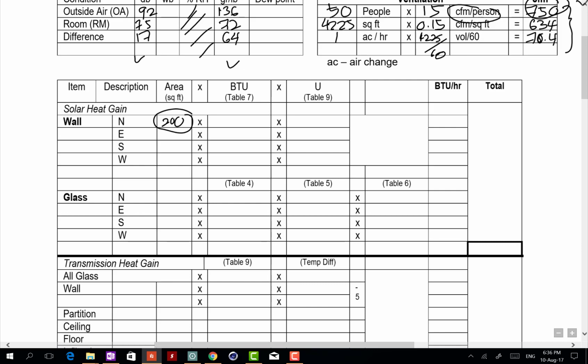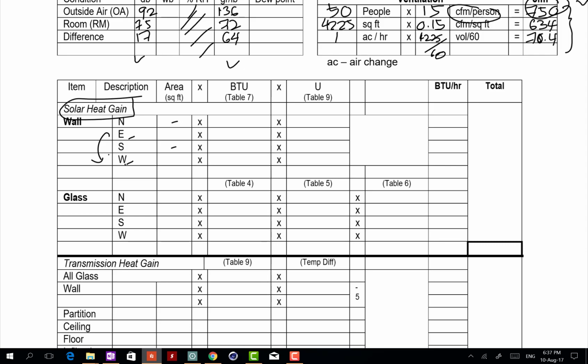However, for solar heat gain, what is meant by solar heat gain is the direction that is directly exposed to the sun, and we know that the sun rises from the east and sets at the west. So only these two directions are counted. So the north and also south directions are not counted. So I put a dash here, and this one also a dash. Each time you calculate the solar heat gain, no need to consider the north and south directions.